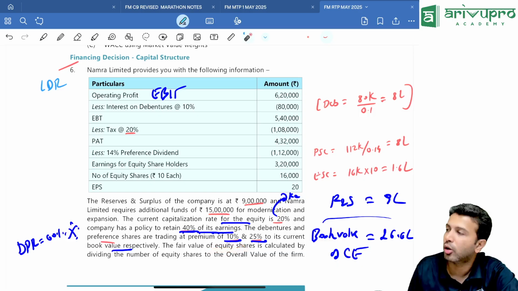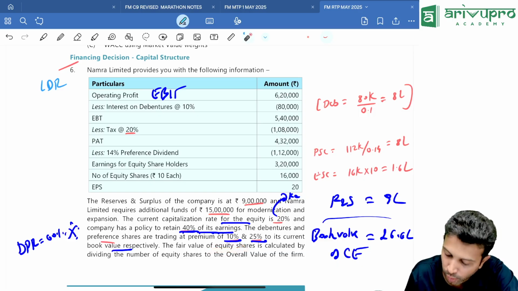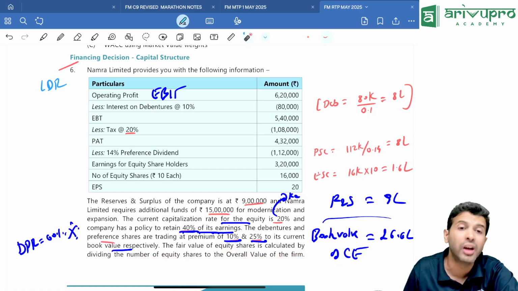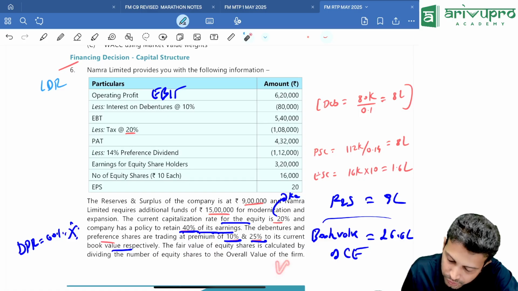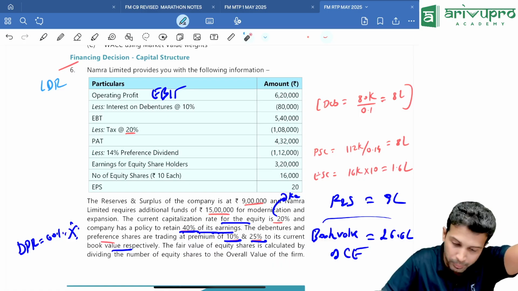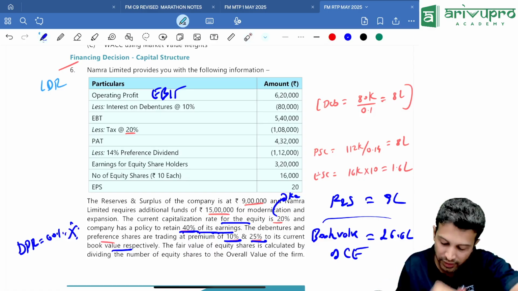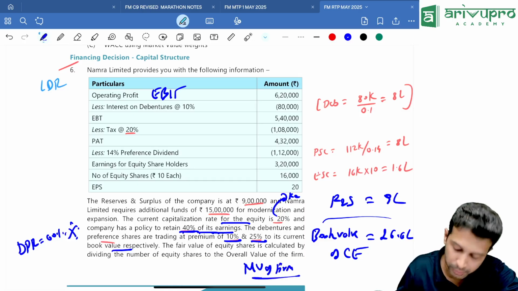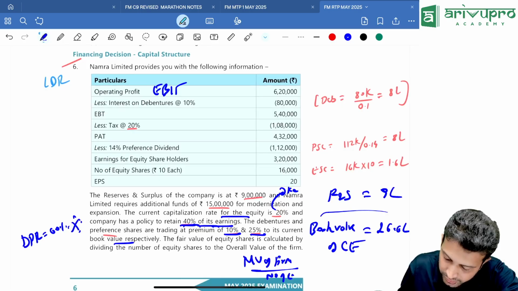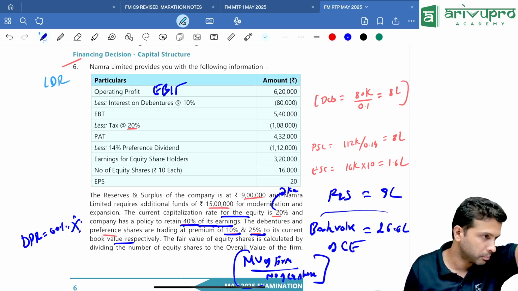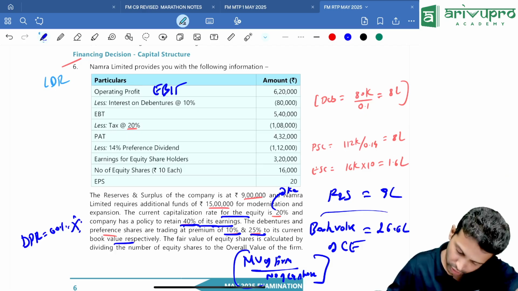The fair value of one equity share is calculated. How do you calculate that? By dividing the overall value of the firm by the number of shares. You need to find out the value of the firm. If you want to find the market value of equity shares, it's not me telling, the question is saying, first find out the overall value of the firm and then divide by the number of equity shares. This is what you have to do to get the price of equity shares. Me or the question? The question.